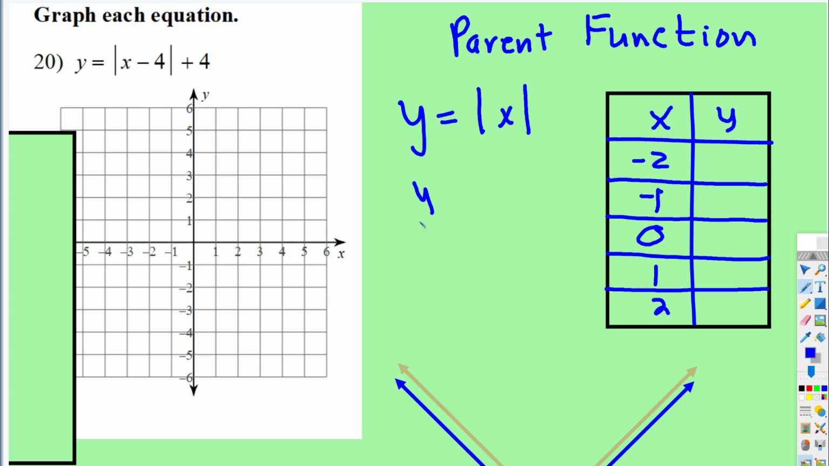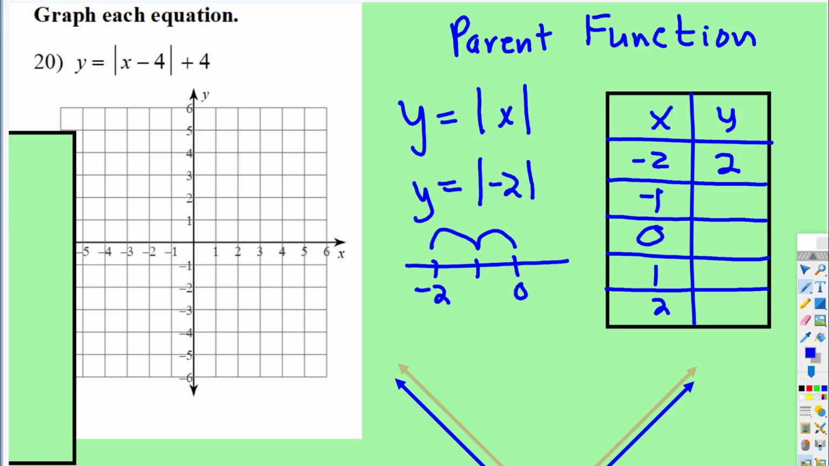So when we plug in -2 for x, well, the absolute value, meaning the distance from 0, if we go here to -2, we have to go 2 places. To get here to -1, we go 1 place. The absolute value of 0 is just going to be 0. The absolute value of 1, well, that's 1 place.